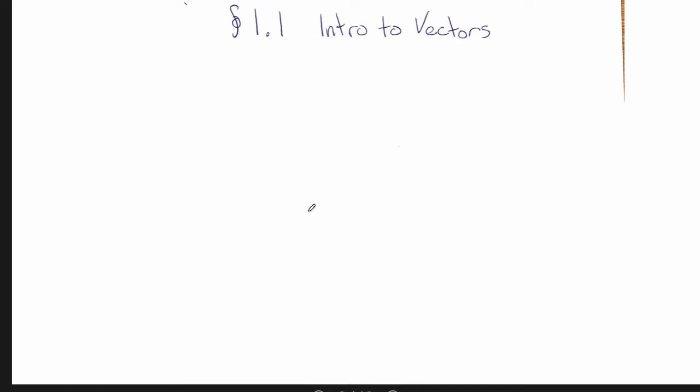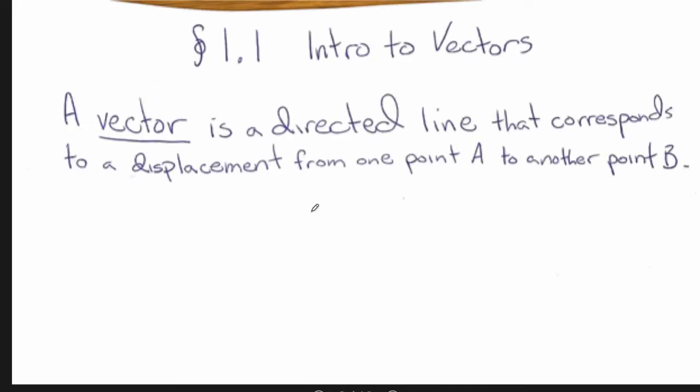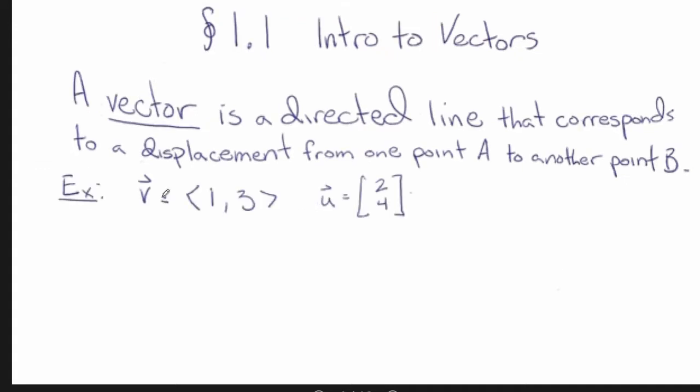Section 1.1 is Intro to Vectors. A vector is a directed line that corresponds to a displacement from a point A to another point B. Examples of what vectors could be would be v, the vector (1, 3), or the vector u, which is the vector (2, 4). The vector (1, 3) would mean that I'm going over 1, up 3. So this would be the vector v.